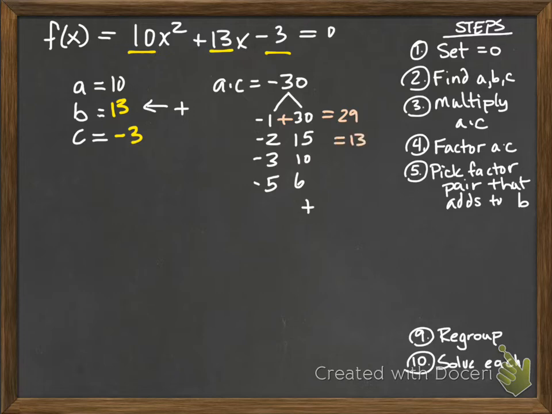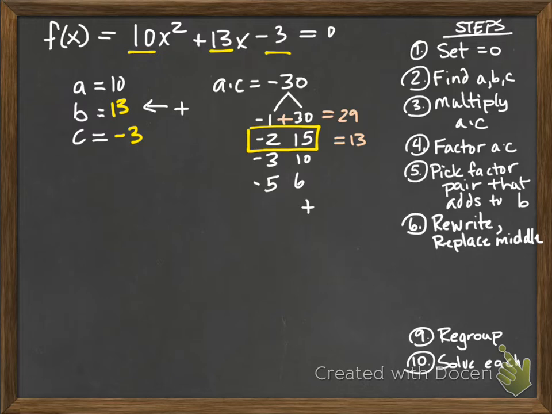But this is our pair. Okay, now is where we add in these other steps. So for step 6, we're going to rewrite our equation, but we're going to replace the middle term. Rewrite, replace, middle. And you're going to replace it with your factors.